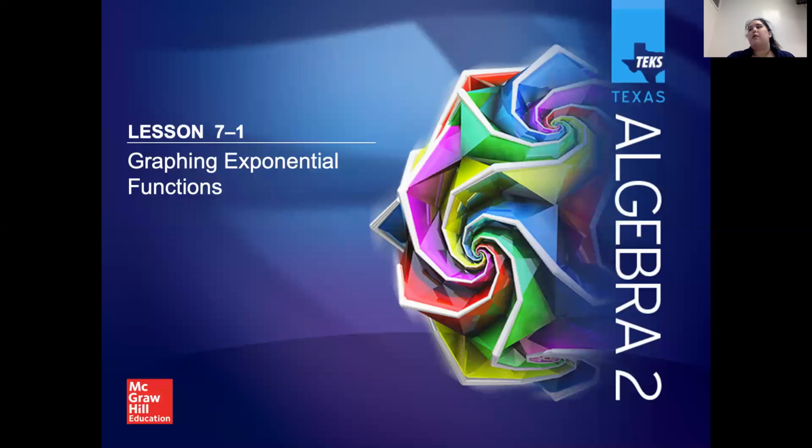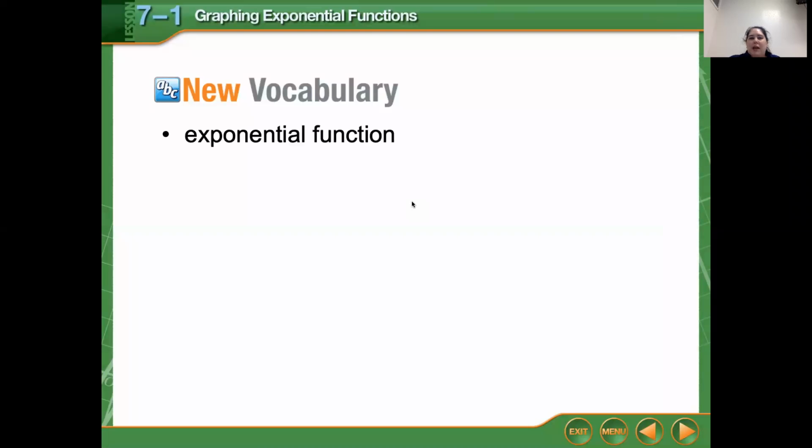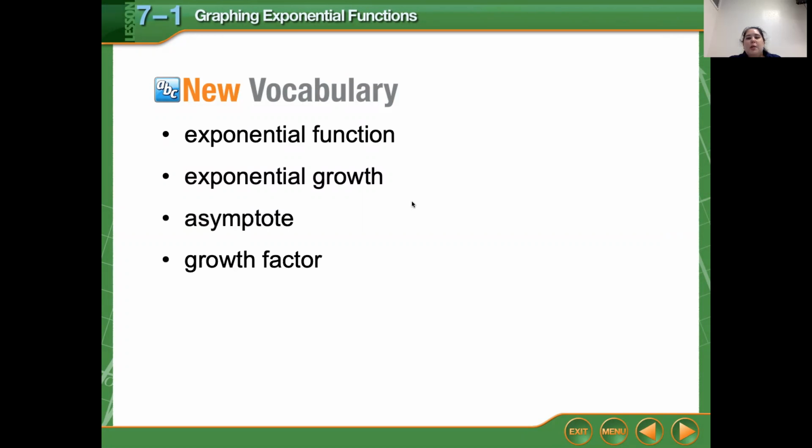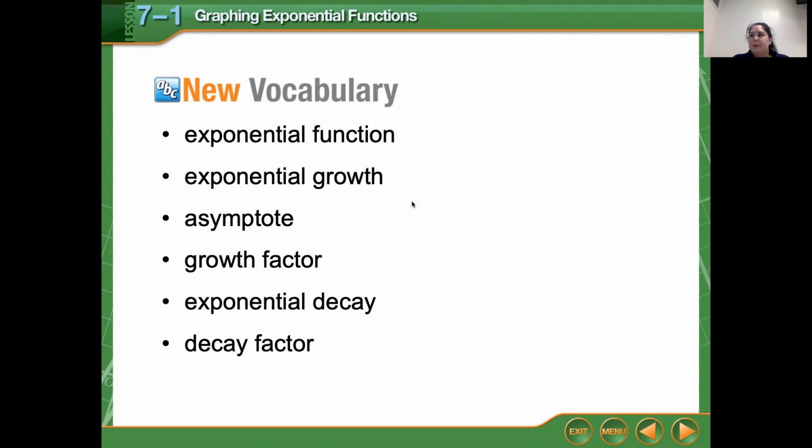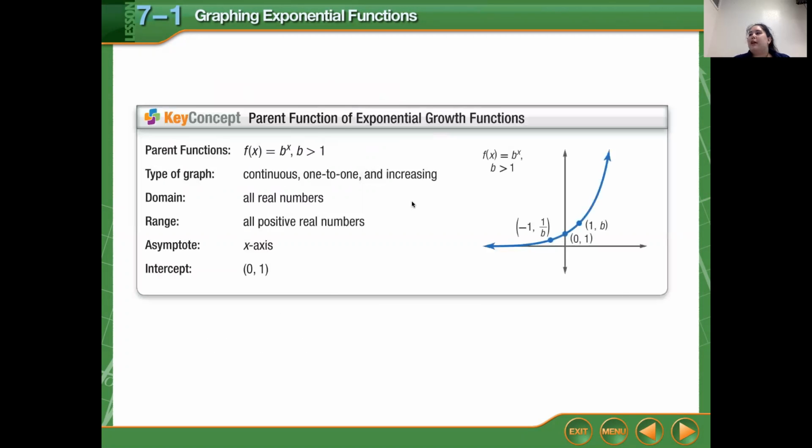Hi everyone, today we're going to go over lesson 7-1, graphing exponential functions. So we're going to have some new vocabulary you might hear: exponential function, exponential growth, asymptote, growth factor, decay factor, exponential decay, and just some of the words that will possibly pop up in this lesson.